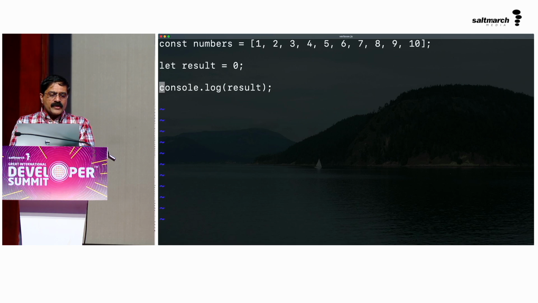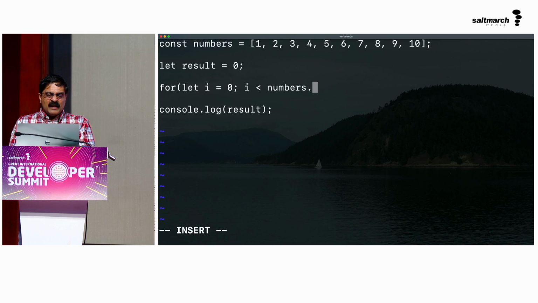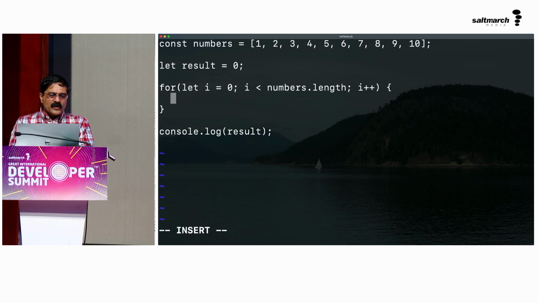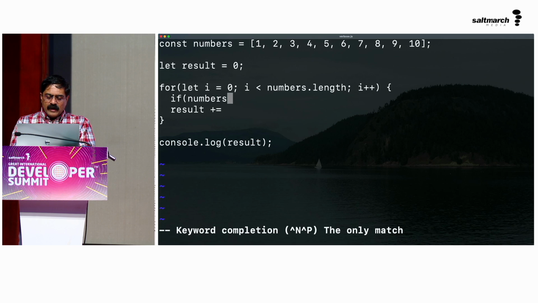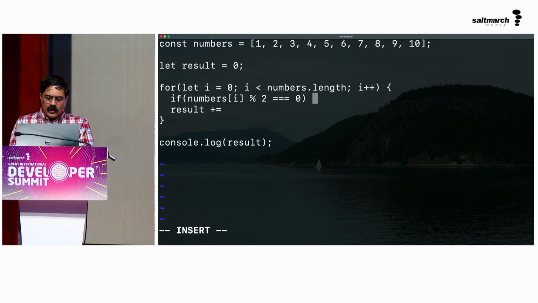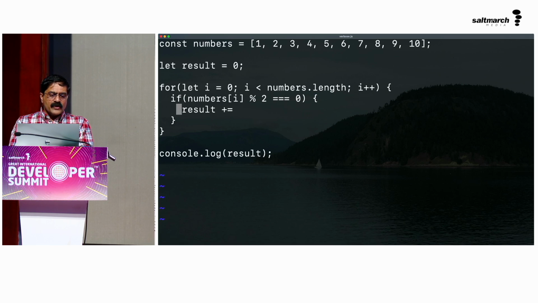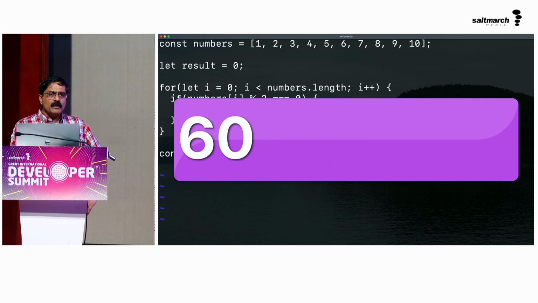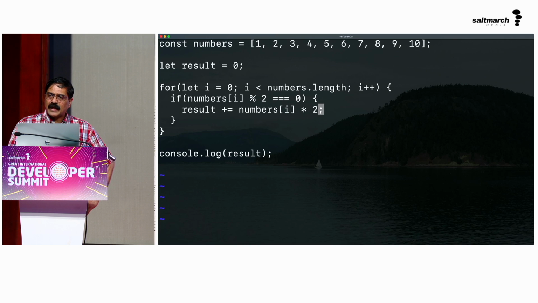Now in this case, I want a for loop, where let i equal 0, i less than numbers.length, and then i++. Then result += , if numbers[i] mod 2 is equal to 0, then and only then result is equal to numbers[i] times 2. So I'm doubling all the even numbers in this collection, and I'm totaling it. You can see the result is 20.